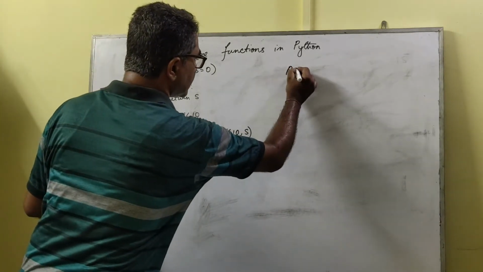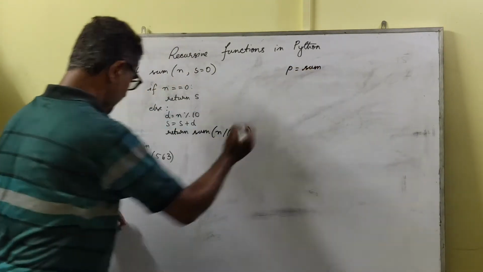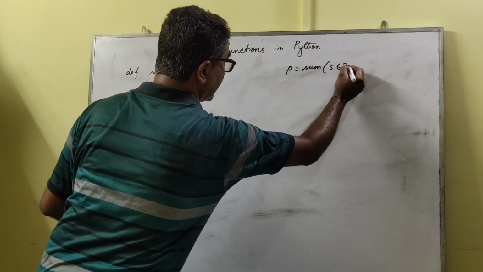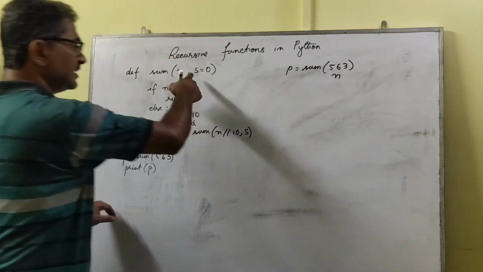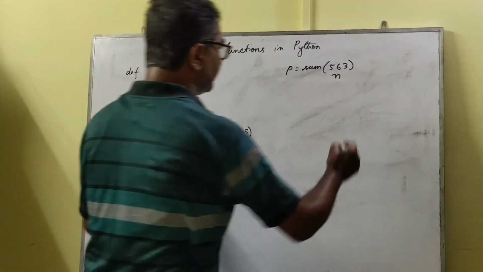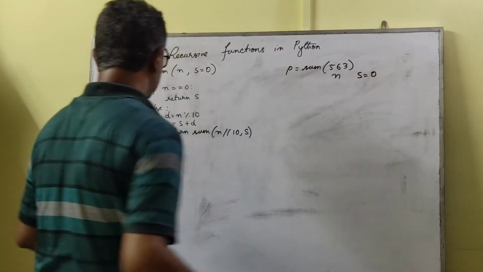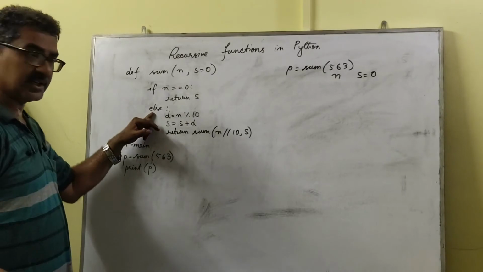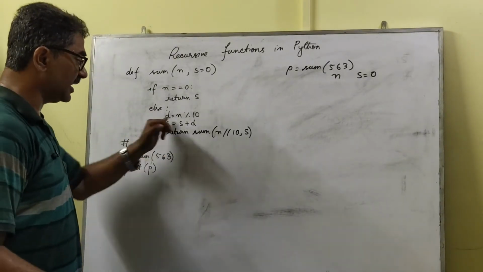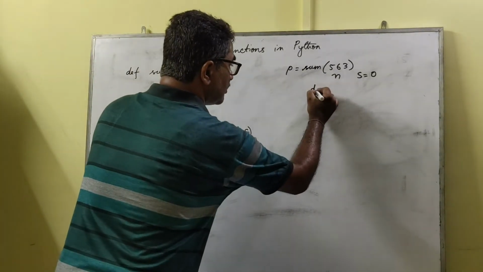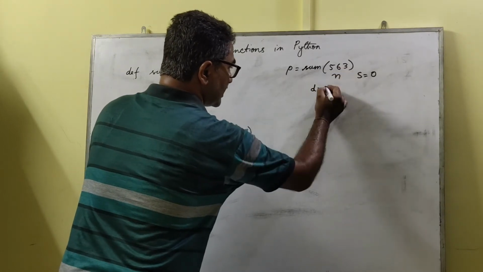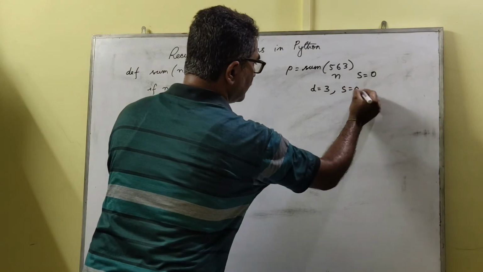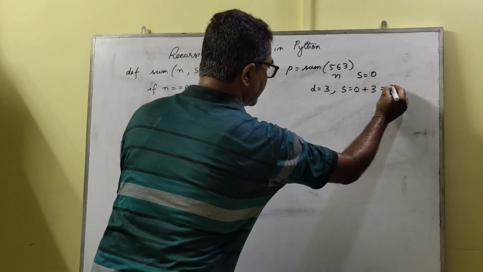P equal to sum, what is written? 563. So that's the integer whose sum of the digits I require to find. This is the value of n, and since the value of s is not passed, it's going to take the default argument which happens to be 0. Now if n is 0, no way, the value of n is 563, so it directly jumps to the else part, and in the else part d equal to n modulus 10. So it's going to extract the last digit of n, which happens to be 3. S equal to s plus d. So s was 0 plus d, that is 3, which happens to be 3.